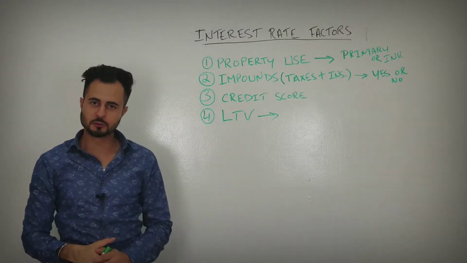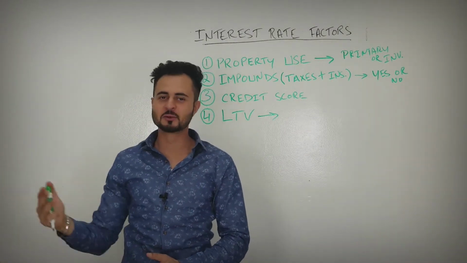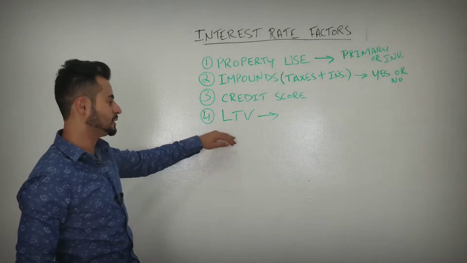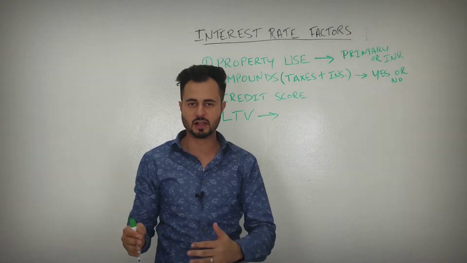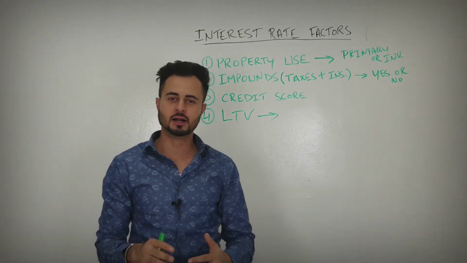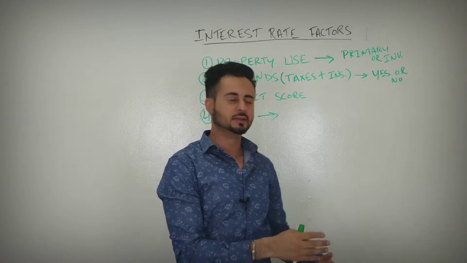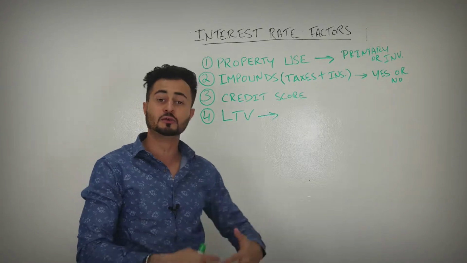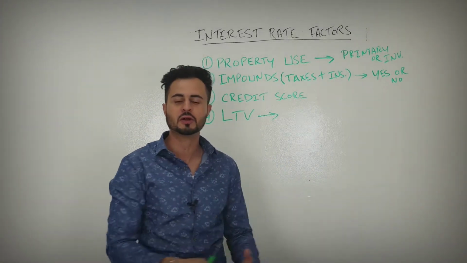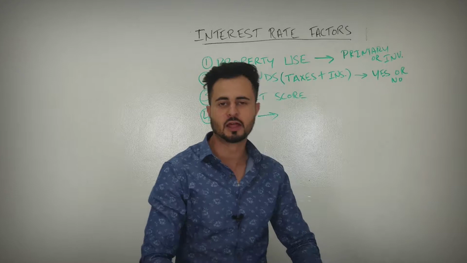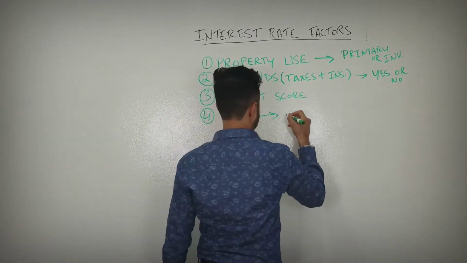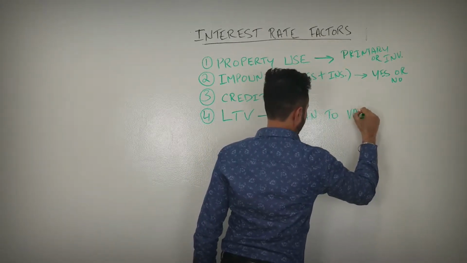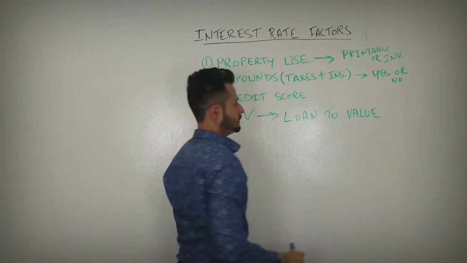Third one is credit score, which is pretty self-explanatory. Do you have an 800 credit score or a 750 credit score? The fourth one is an acronym called LTV, which stands for loan to value, which is a ratio. We're not going to go too deep on how this works, but in layman terms, it's how much you're vested in the property. So for example, in a purchase scenario, are you putting 5% down, 10% down, or 20% down? I'm going to write down the acronym for you: loan to value.